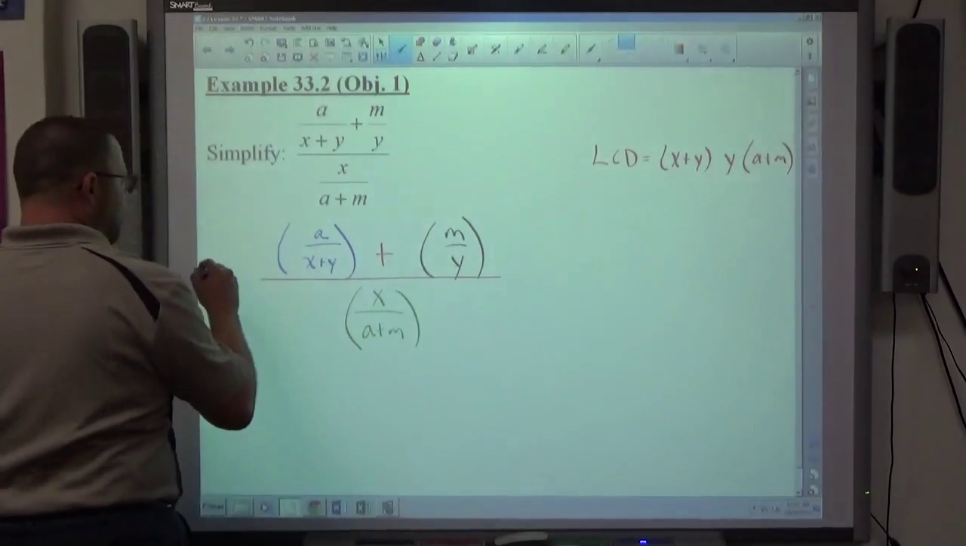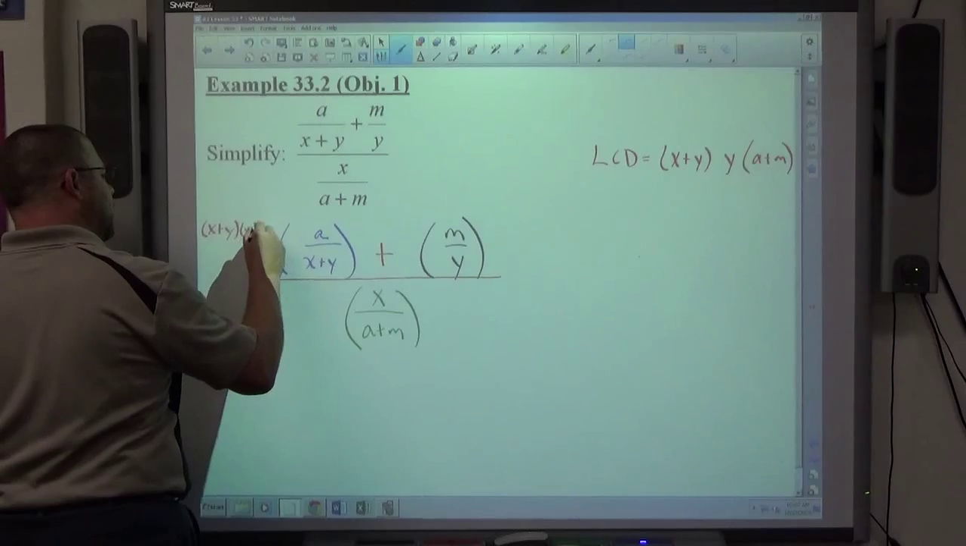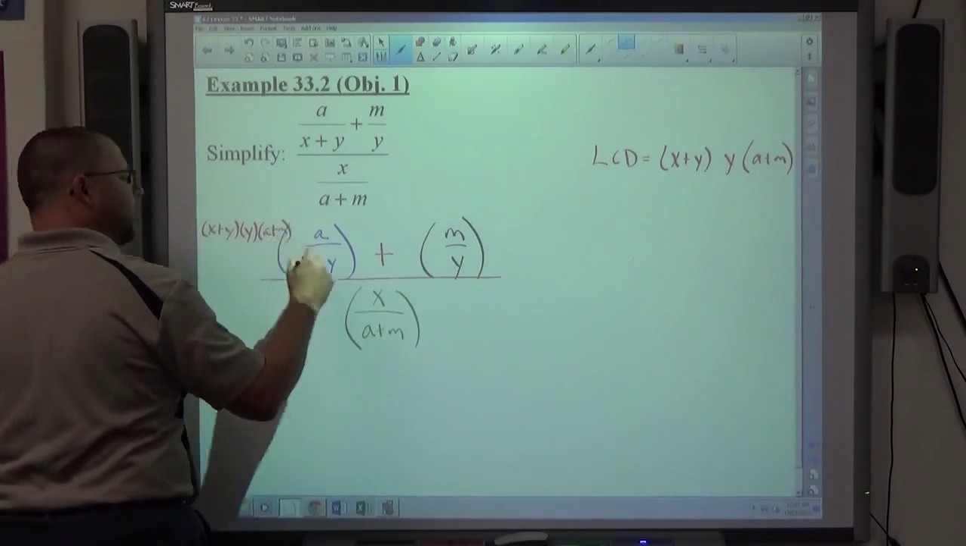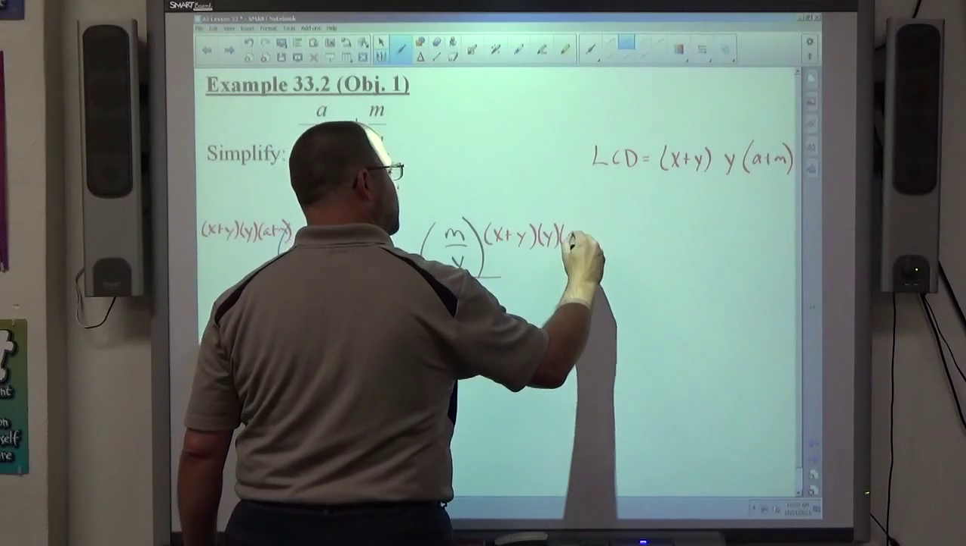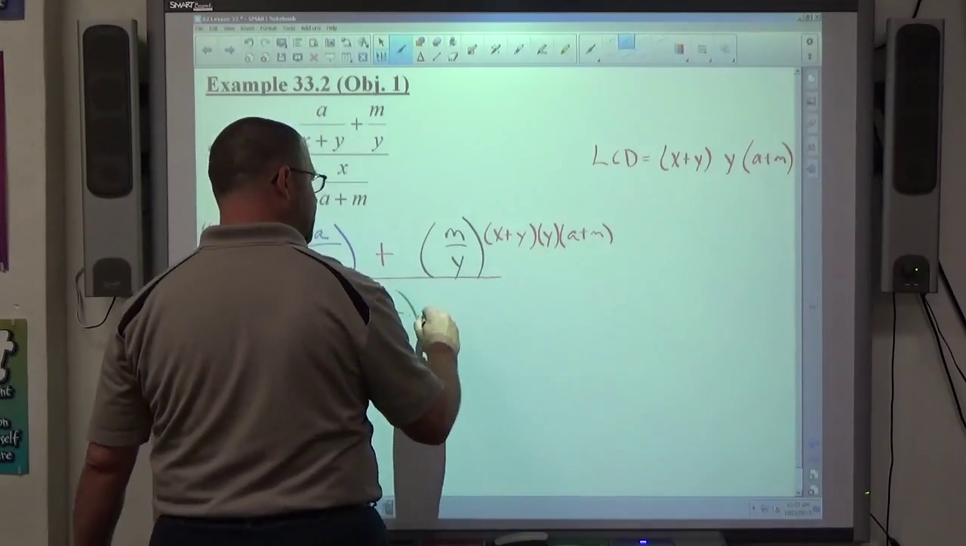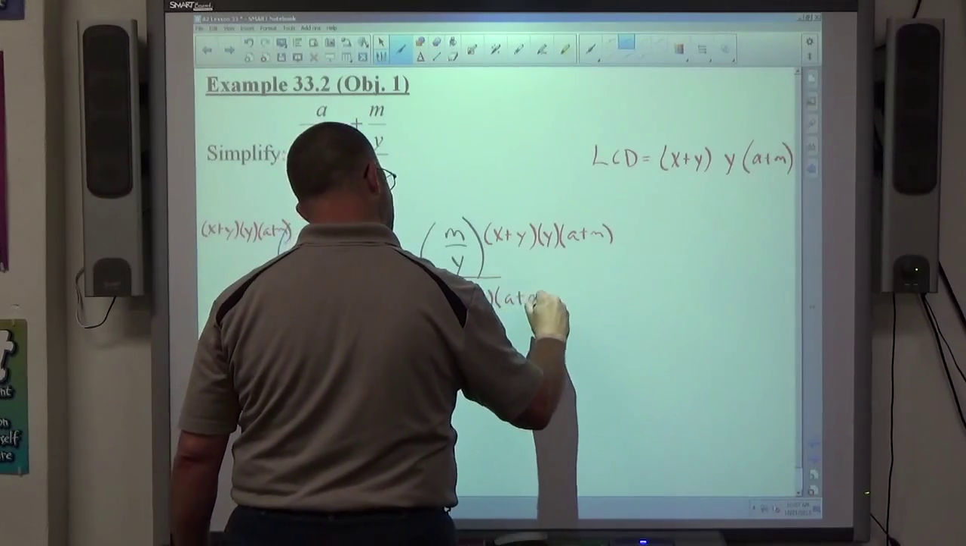So when I do that, I'm going to multiply this times x plus y times a plus m. And multiply this times x plus y times a plus m. And multiply this times x plus y times a plus m.